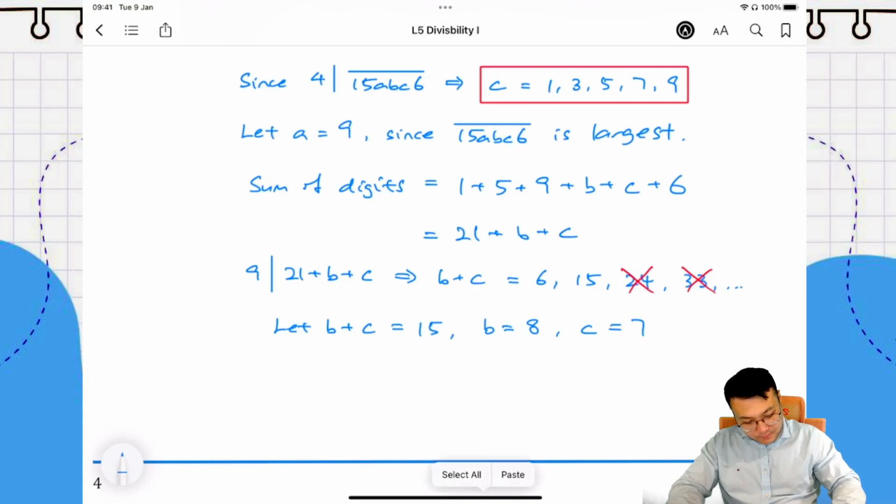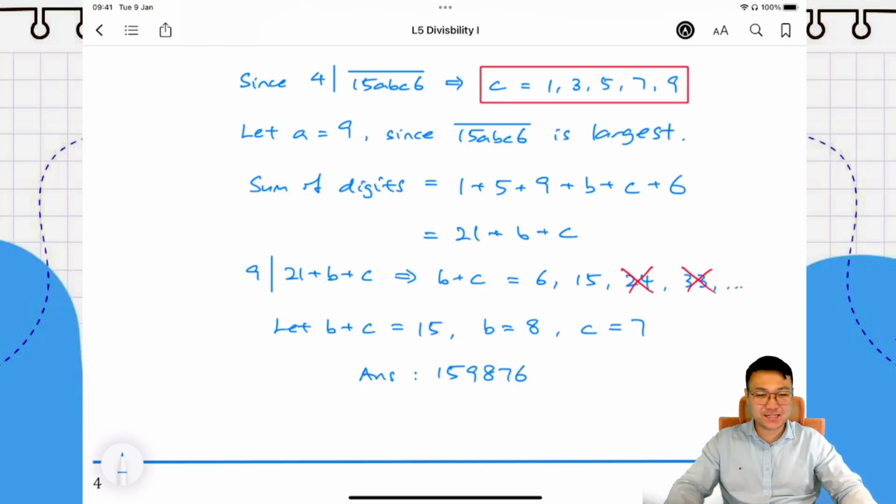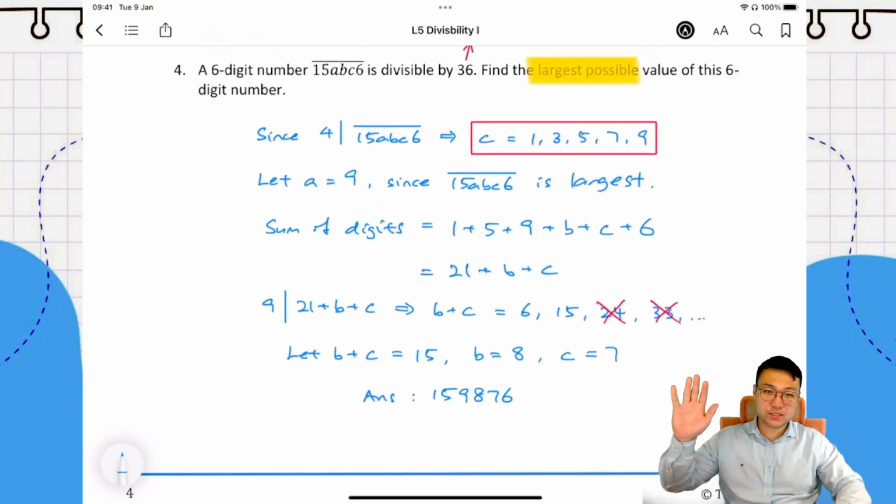Therefore, what is our final answer? 1, 5, 9, 8, 7, 6. You got it. Very good, CJ. Well done. Any questions? No? How about the rest of you? Who has any questions? Raise your hand.